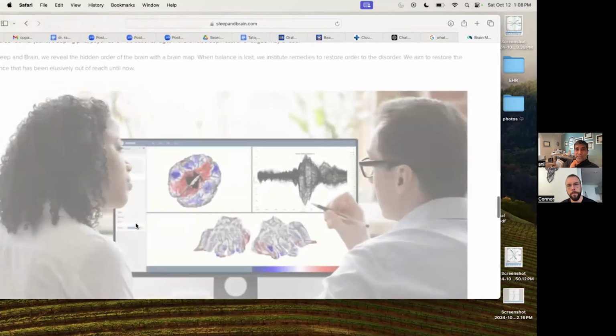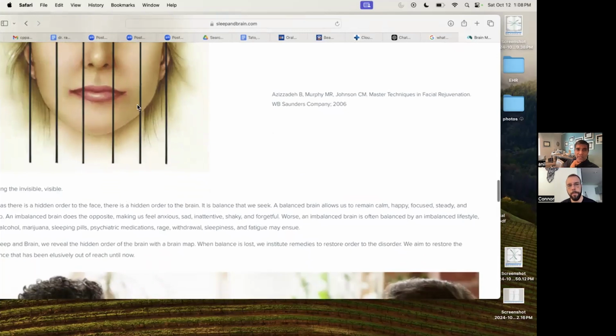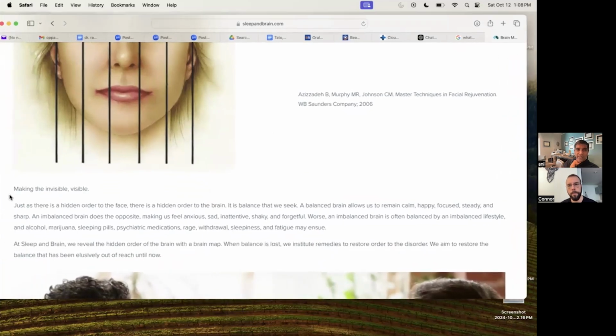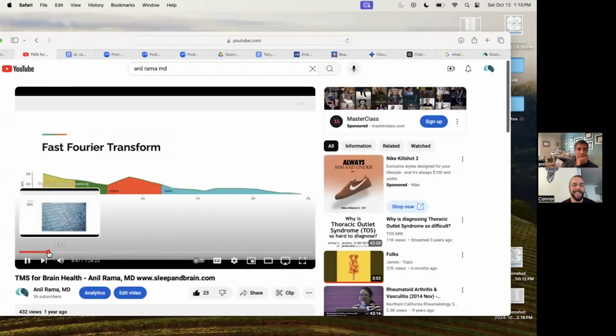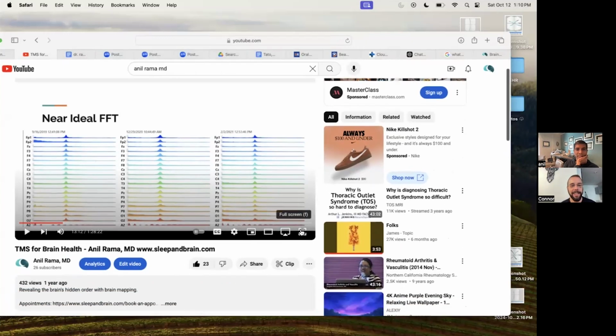Well, guess what? The brain has the same order, but you can't see it. You can't see your brain order. So in our clinic, we say, hey, we're making the invisible visible. Does that make sense? So what does your brain map look like, right? So I wanted to show you what a normal brain map looks like. And that's a normal brain map right here.